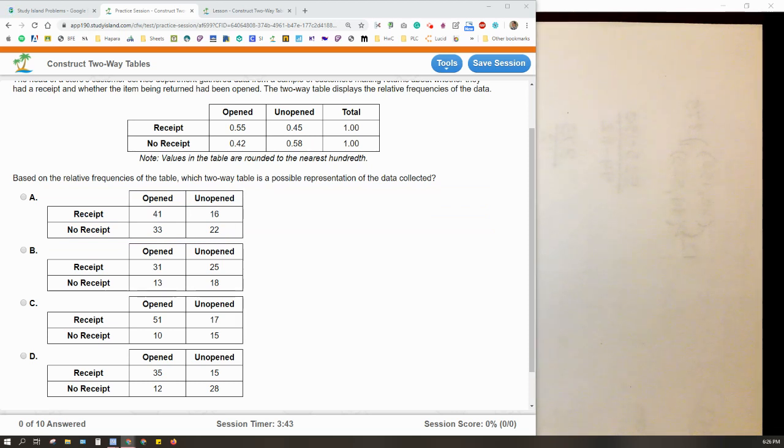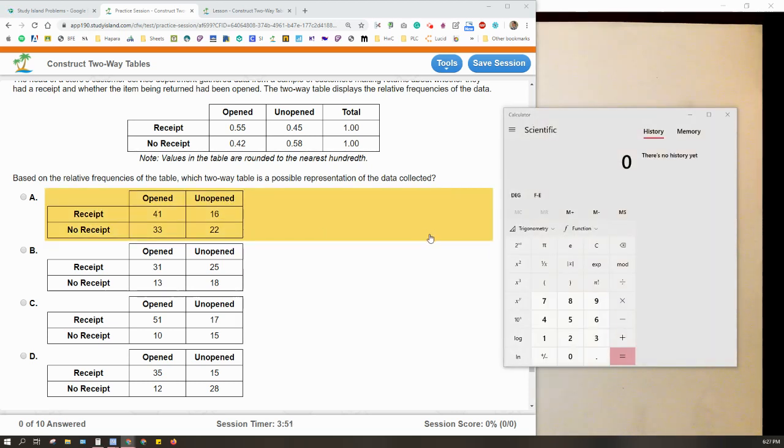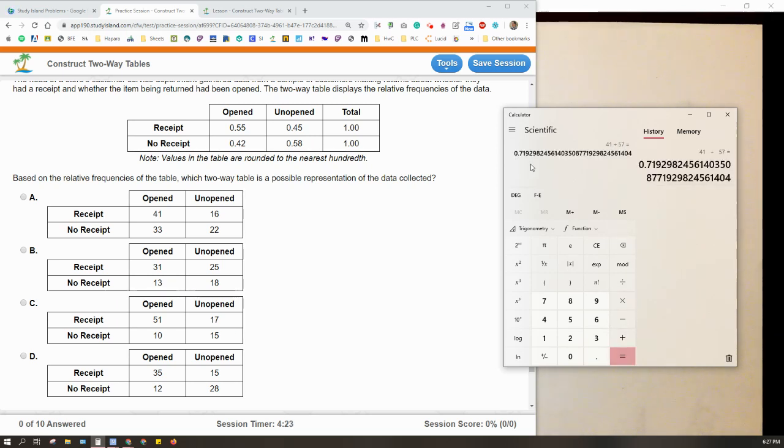You could plug it into a calculator pretty quickly and get your answer. Here's my calculator. If 41 had an open package and 16 had an unopened package, then how many people had a receipt total? 41 plus 16 is 57. So what is 41 out of 57? Now notice when I said out of, I hit the divided by button. 41 out of 57 is 41 divided by 57. I'm figuring out what percent 41 is of 57 right now. And the answer is, it's about 72%, 71.9%. So about 72%.